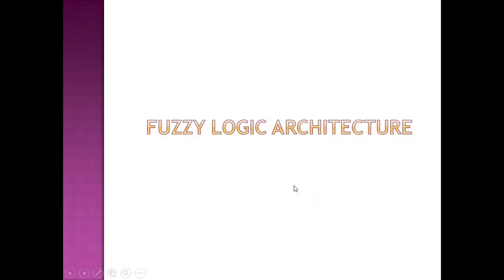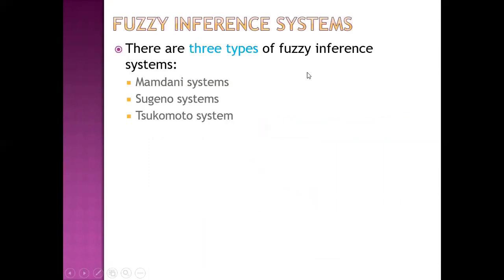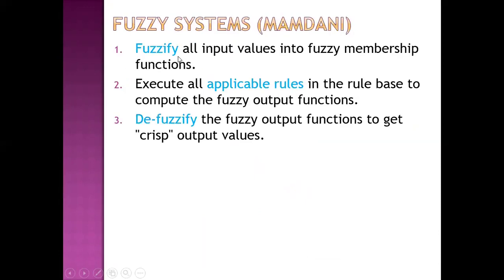Then fuzzy logic architecture. There are three types of fuzzy inference systems: Mamdani systems, Sugeno systems, and Sakamoto systems. In Mamdani fuzzy systems, there are three steps. First one is to fuzzify all input values into fuzzy membership functions, then execute all applicable rules in the rule base to compute the fuzzy output functions, then defuzzify the fuzzy output functions to get crisp output values.